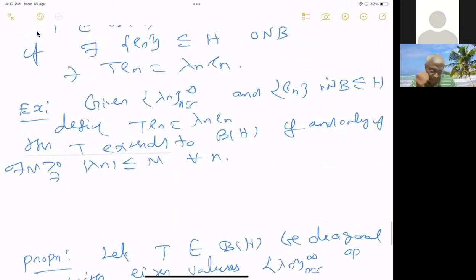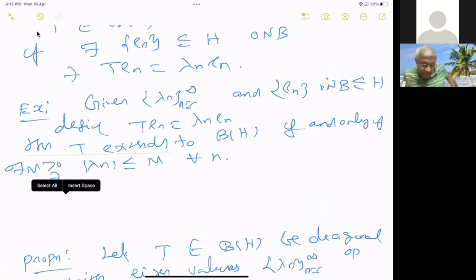And it is clear. If the lambda n's are bounded, see, first of all, if we have some bounded operator which is diagonal, then lambda n has to be bounded, because these en's are contained in the unit ball. So if T is a bounded operator, over the unit ball, Tx should be bounded. Because of that, it will be bounded.